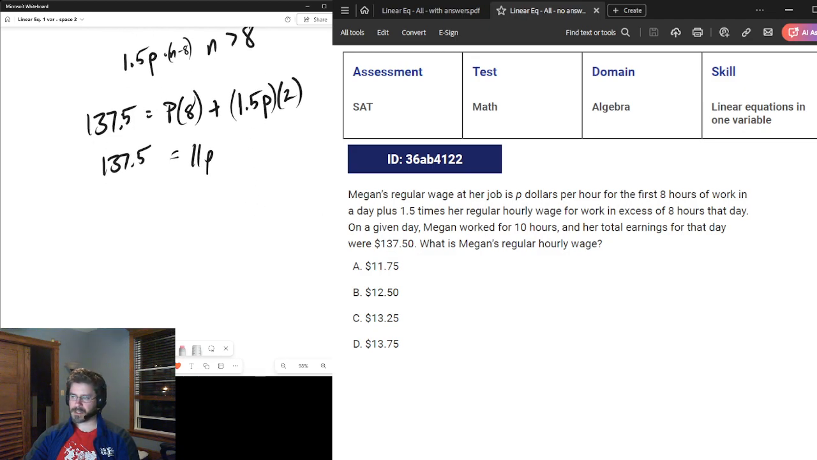How much bigger than 12? I'm not sure. I don't know if it's C or D. So not trusting myself, I'll use a calculator. Divide, ooh, it is 12 and a half. So there we go. I should have known that.